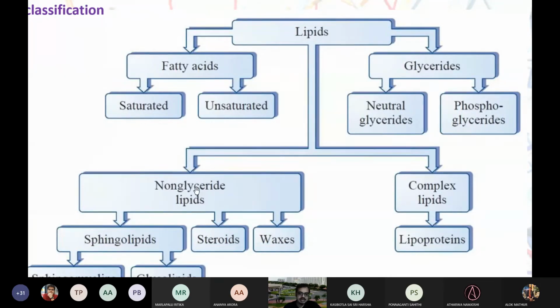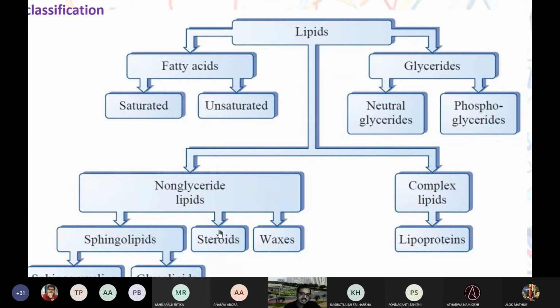Then we can have non-glyceride lipids, simple chains of lipids. They are simply not fatty acids also. They are called sphingolipids. Sphingosine is another kind of polyol, okay? A multi-OL group containing alcohol. So if that replaces glycerol in place of glycerides, we can call it sphingolipids.